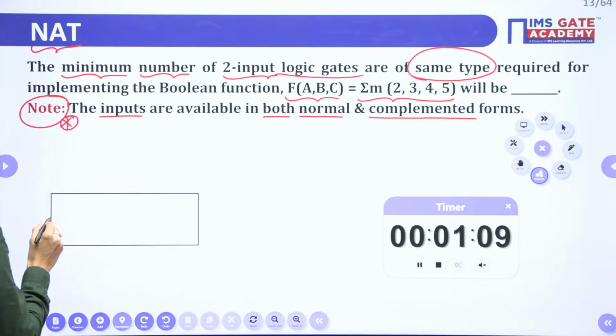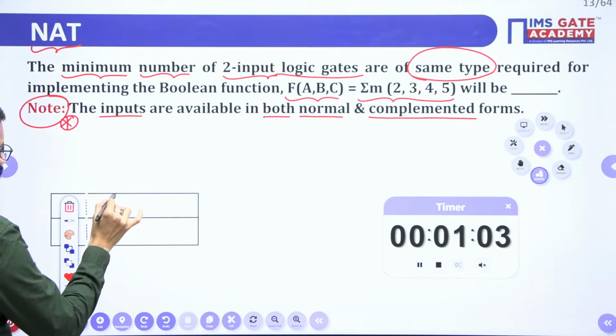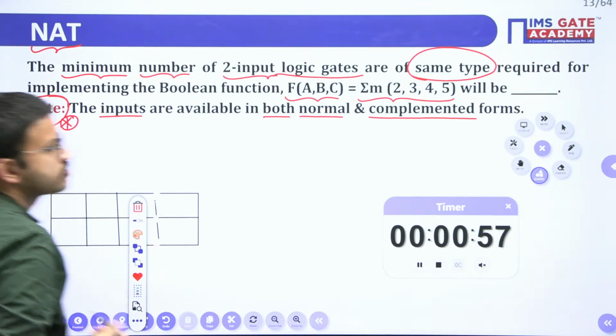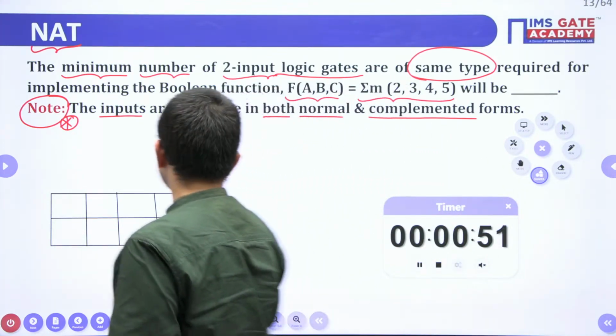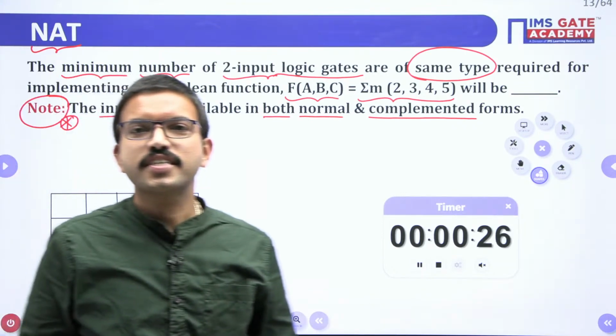All of you try. I'm just drawing the K map only. Yeah, whatever you got, it's correct. You will get an XOR gate.